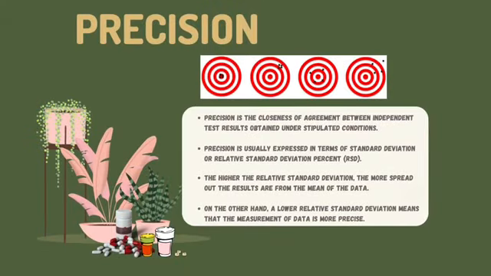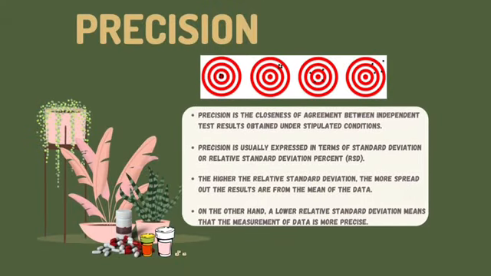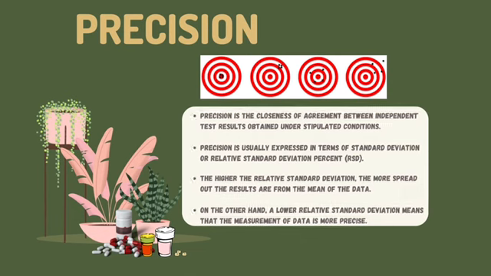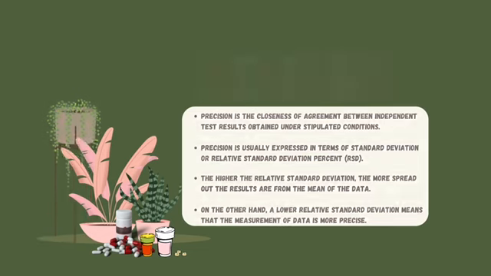Precision is the closeness of the agreement between the independent test results obtained under stipulated conditions. Precision is usually expressed in terms of standard deviation or RSD, relative standard deviation. The higher the RSD, the more spread out the results are from the mean of the data. On the other hand, a lower RSD means that the measurement of the data is more precise.